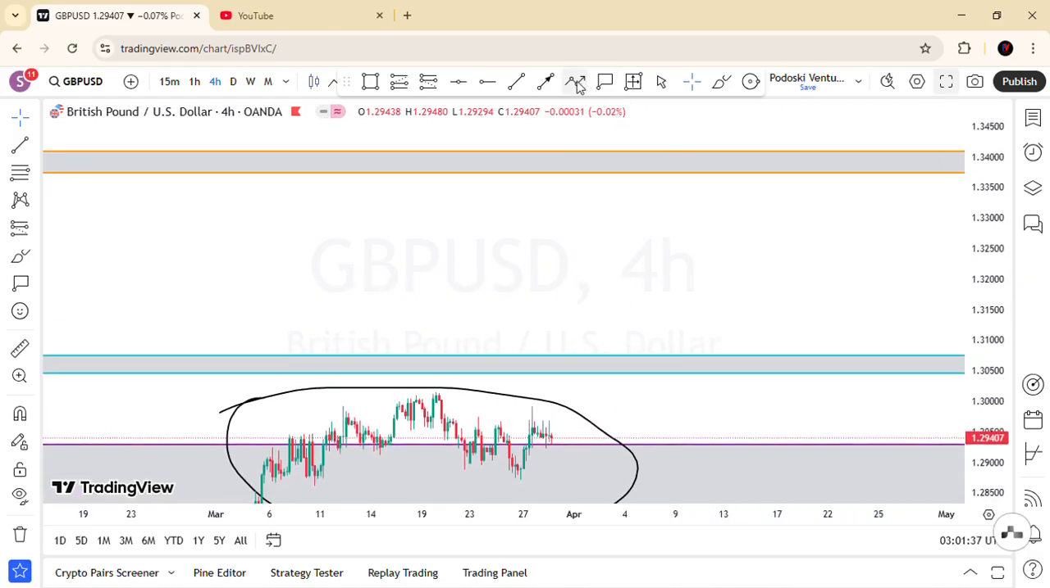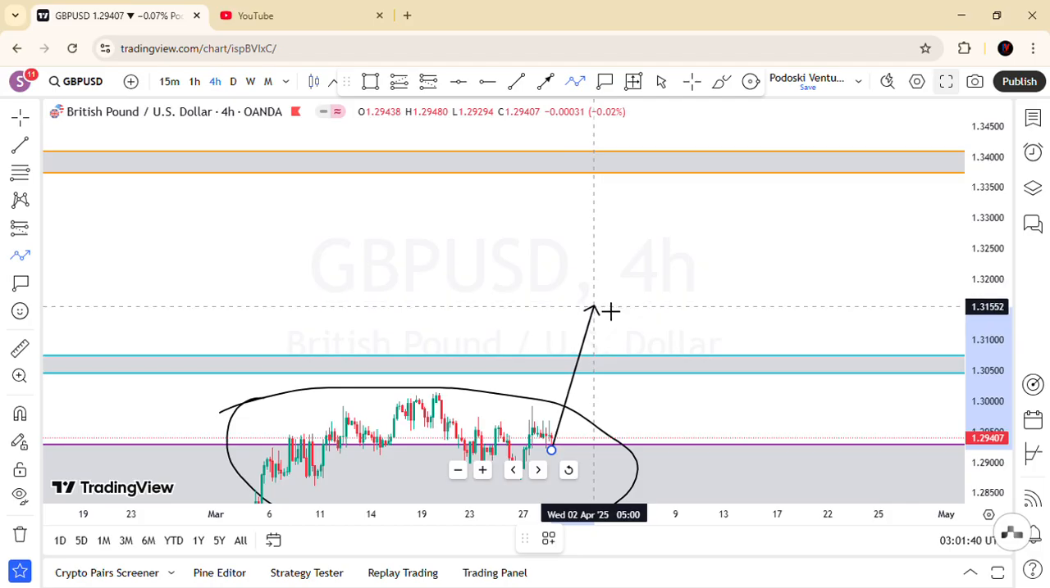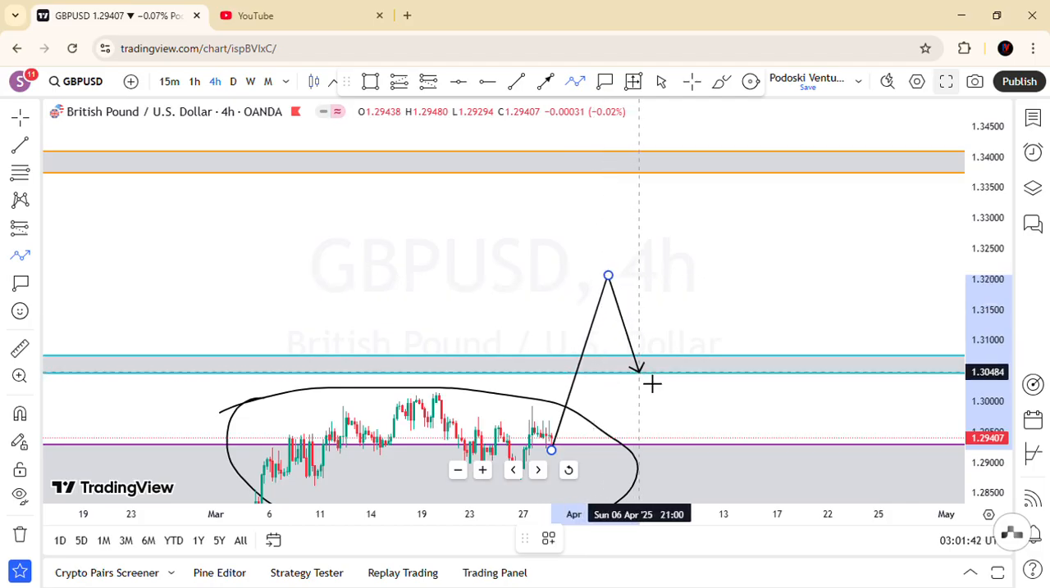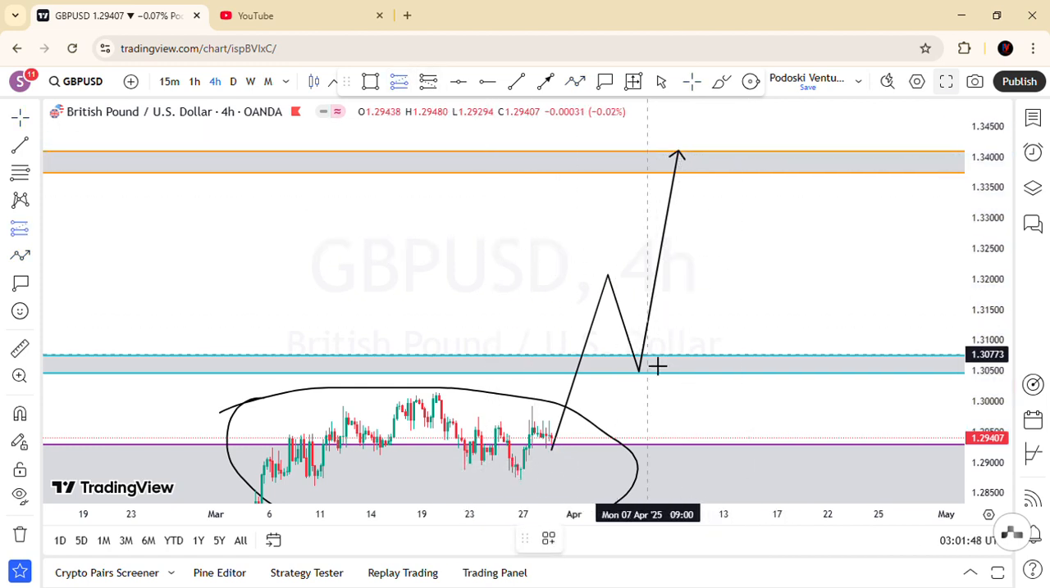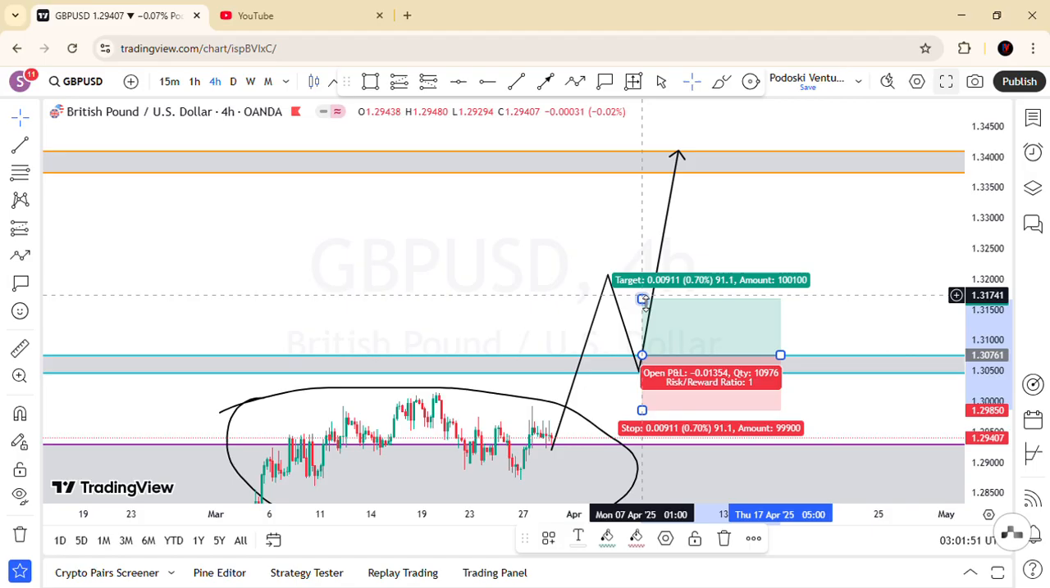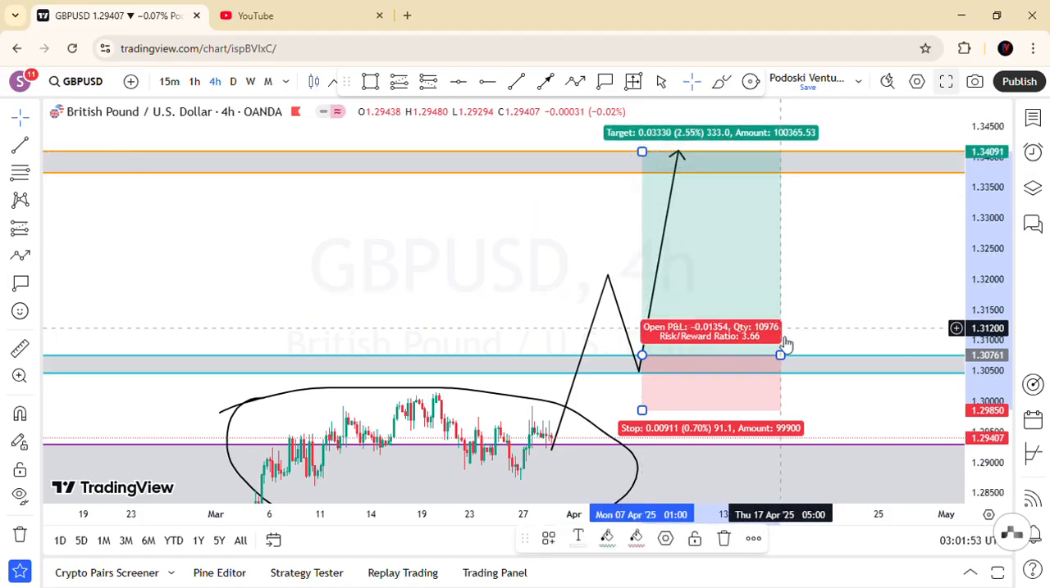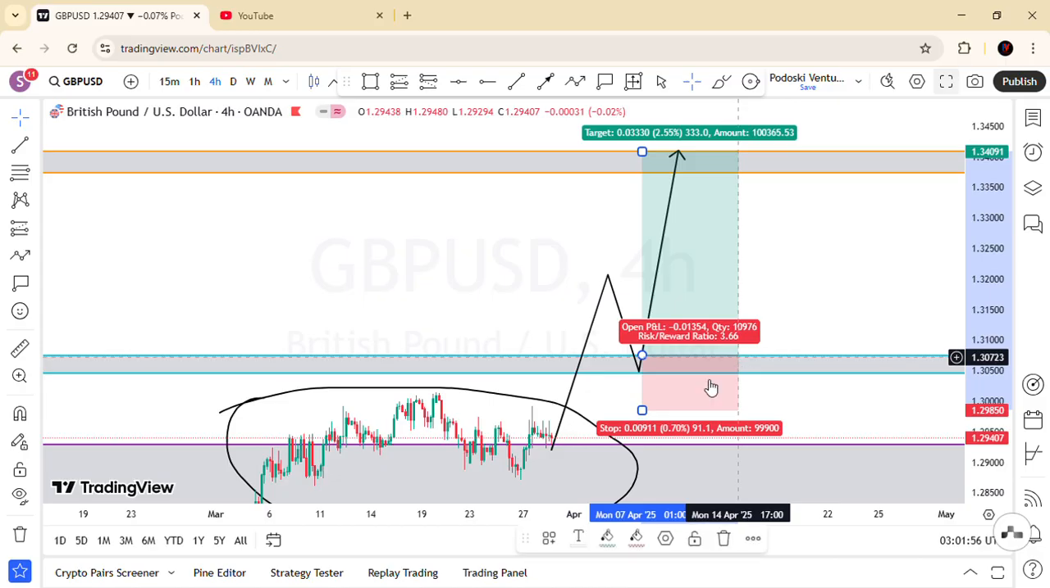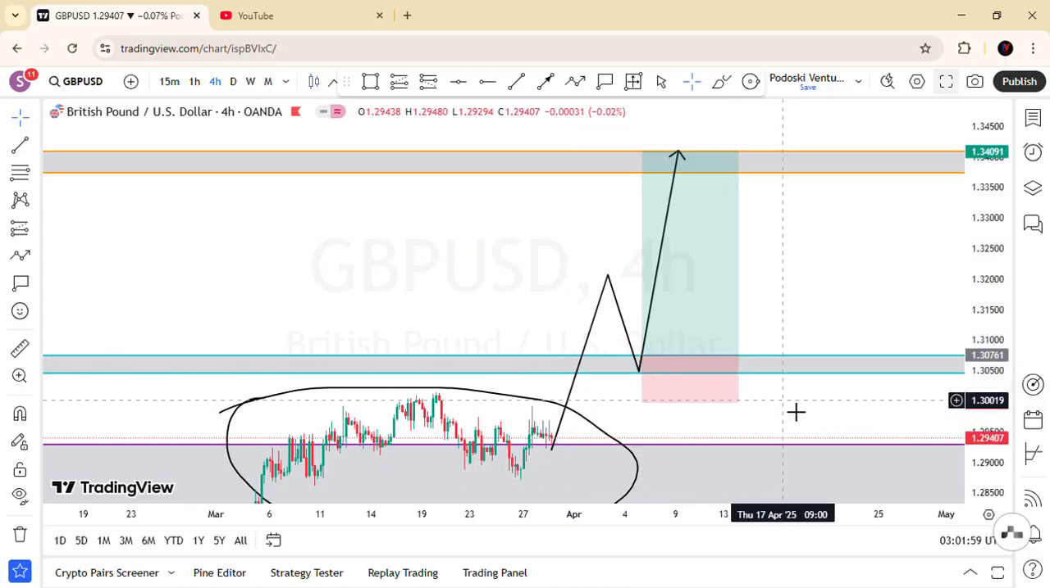So we should be expecting something like this: price to break out, come back for a return before the buying momentum comes in. So we are also going to be looking for opportunities from here all the way to the weekly zone. We are going to be looking for buying opportunities from the daily zone. When price breaks out of the zone and it comes back for a retest, then we look for buying opportunities with the candle confirmation all the way to the weekly zone.